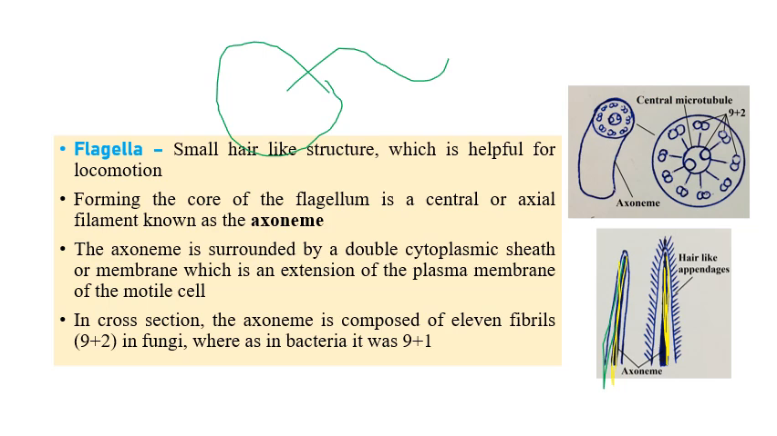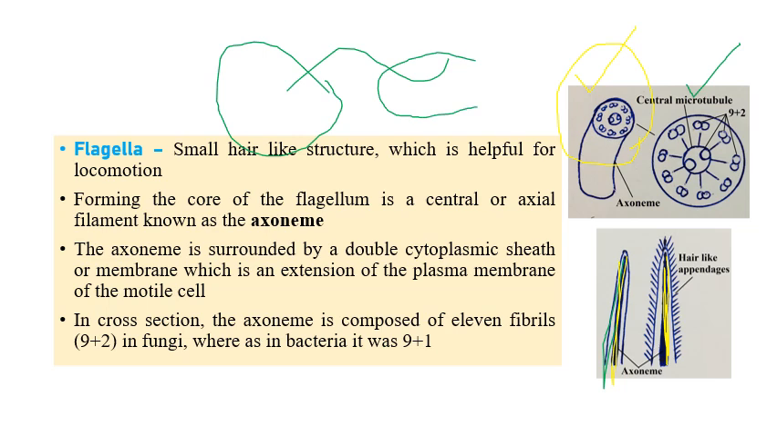If you see here on the first picture I have given, the 9+2 type of arrangement is present in eukaryotes, that is fungi, whereas the 9+1 type of flagella arrangement is present in prokaryotes, for example bacteria. I will tell you what is the 9+2, and this is 9+1.